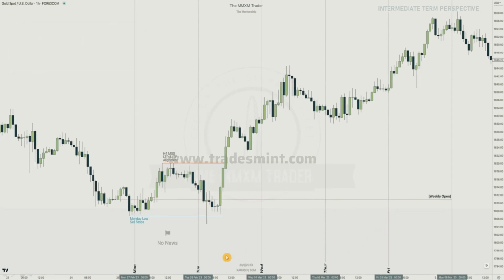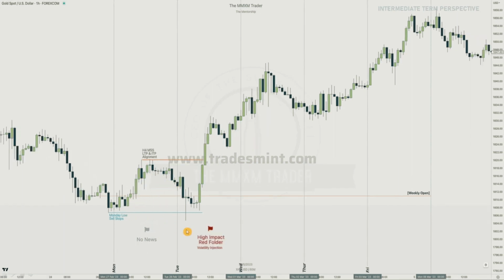Right, so outlining the news events from start to finish. Monday, no news. What can we expect? We can expect consolidation or less volatility. Then Tuesday, high impact red folder, volatility injection. So what do we see? Low of the week being created with that high impact folder, below weekly opening price and running Monday's low. Those sell stops have been liquidated and order pairing happened over here. So on Tuesday we move up, breaking structure, and then long-term and intermediate-term perspective are aligned, right? We've got that 4-hour structure shift, and then our weekly draw on liquidity is in line.